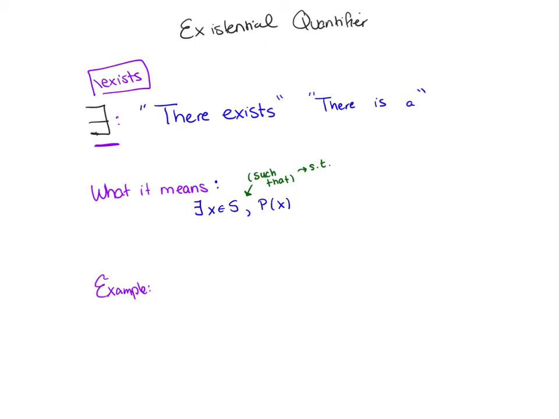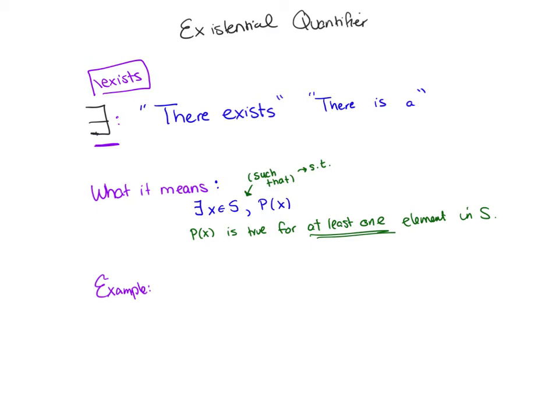What does that mean? It means that p of x is true, not for every element, but for at least one element in the set S. So as long as it's true for one of them, we can use the existential quantifier, there exists. If it's true for all of them, then we can use the for all.